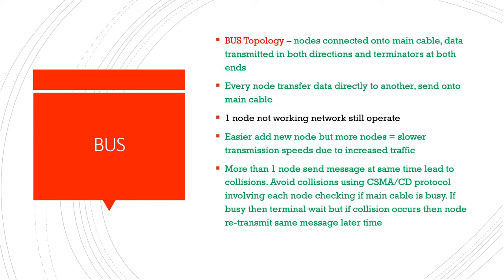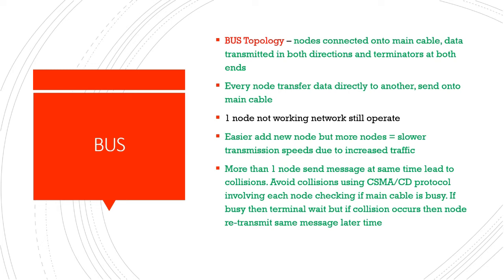A bus topology is our next one, and this is whenever nodes are connected onto a main cable where data is transmitted in both directions with terminators at both ends. Just picture a straight horizontal line, and then you have branches coming down and up, and there'll be a node on the end, and then essentially this main horizontal line, that's where data flows left and right with terminators at each end. So every node will transfer data directly to another, and this is sent onto the main cable.